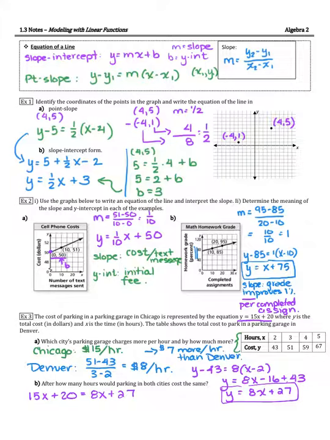And we solve. So subtract 8x from both sides. Subtract 20 from both sides. Wow, look at that. After, whoops, I shouldn't have done that, sorry. This should be after 1 hour, because that's what x represents.